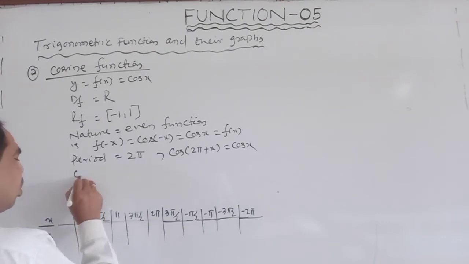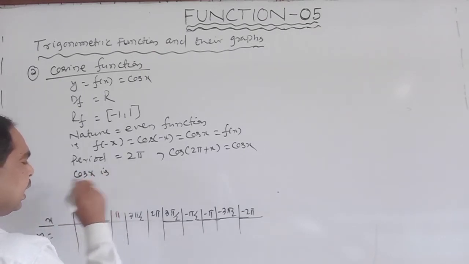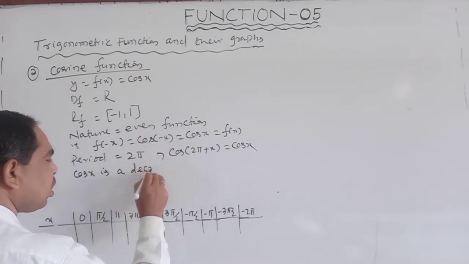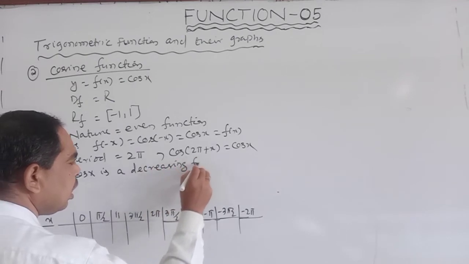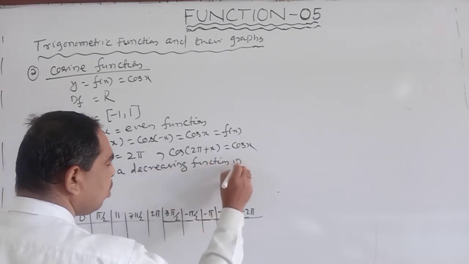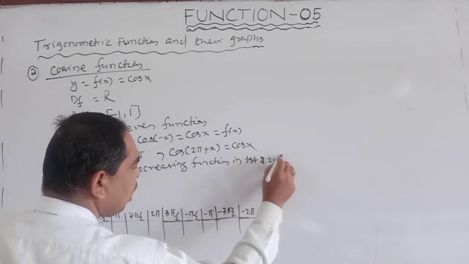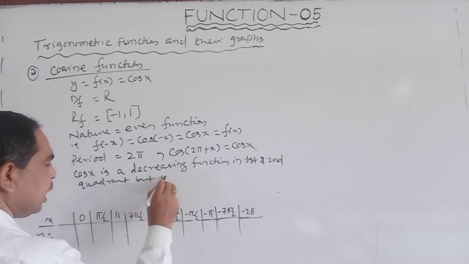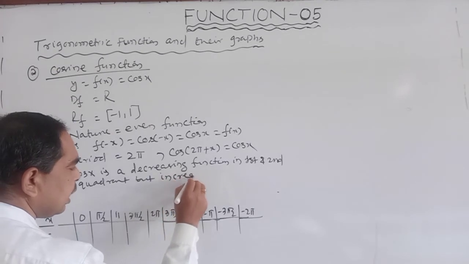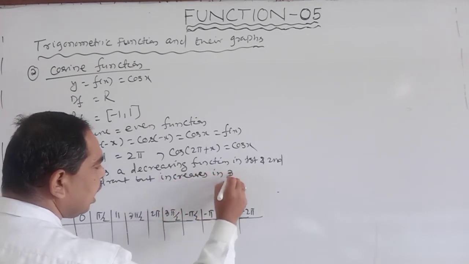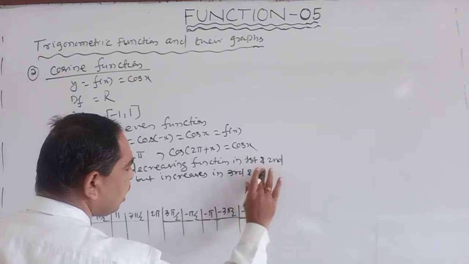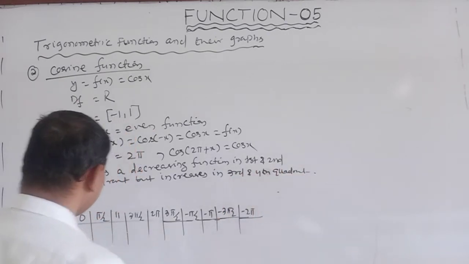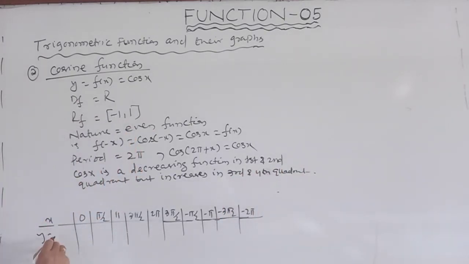Next, cos x is a decreasing function from 1 to 0 in the first and second quadrant, but an increasing function in the third and fourth quadrant. Okay, next, x and y equal to cos x.